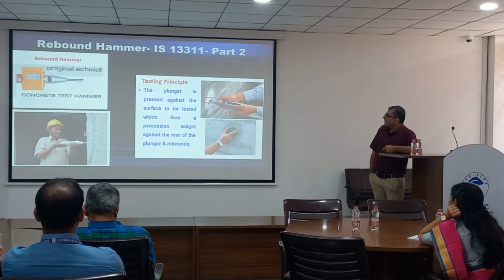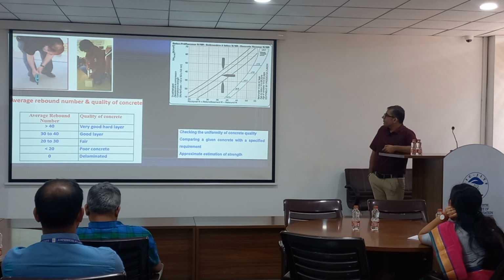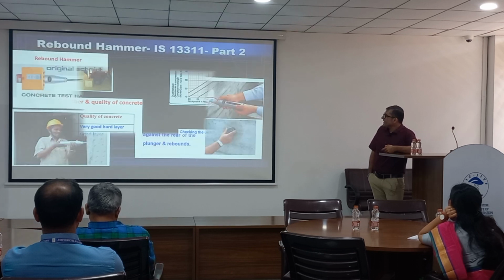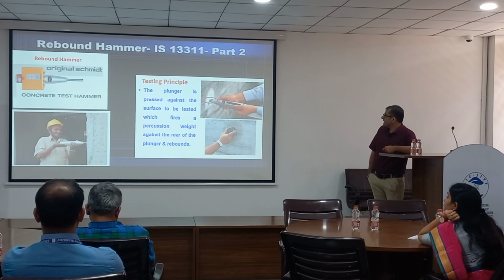Okay, coming to the rebound hammer. The code of practice is IS 13311 part 2. IS 13311 part 1 is related to UPV, part 2 is related to rebound hammer. A typical rebound hammer looks somewhat like this, right? What we are trying to find out over here is the amount of rebound, how far the plunger has penetrated. That's what we basically do over here.